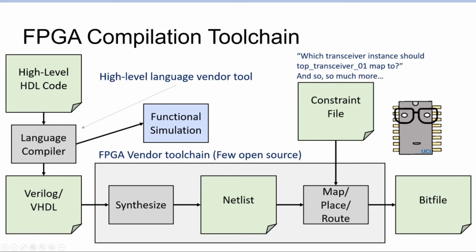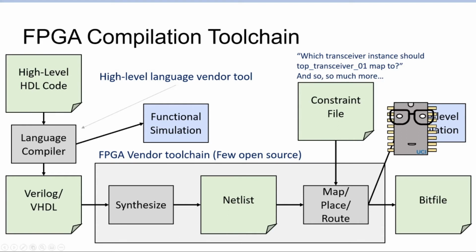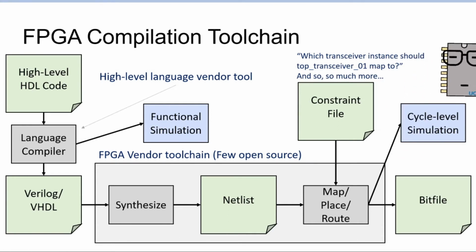Right. And when we get to the FPGA vendor toolchain, we can also do a cycle level simulation, which is basically what I talked about before as the counterpart to functional simulation. When you run simulation at this level, the simulator looks at what happens at every clock cycle in every single wire and RTL component in the design. So you get a very complex waveform, which is very, very accurate. Most of the time it will be timing accurate as well at the sub-cycle level.